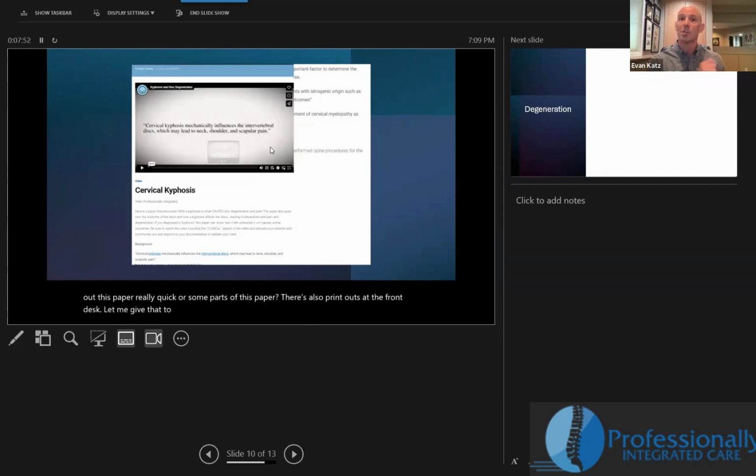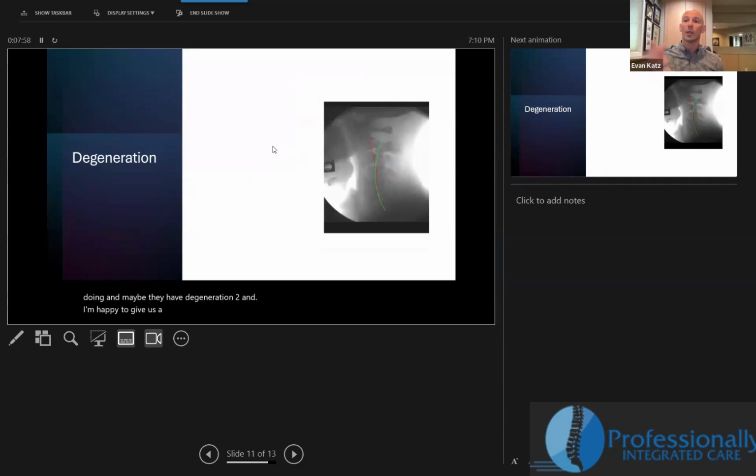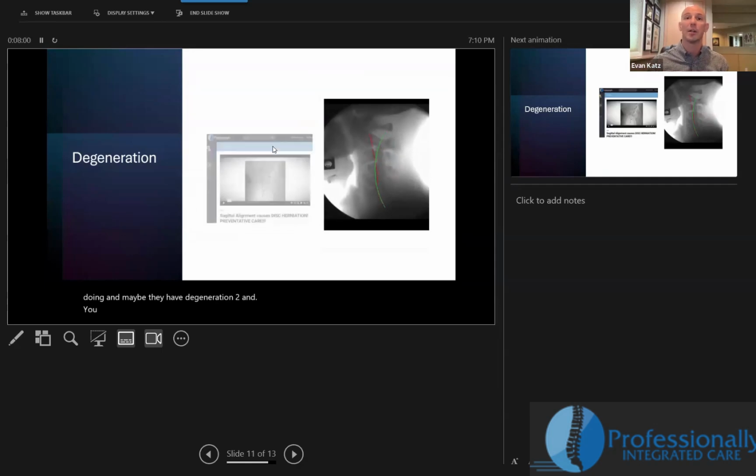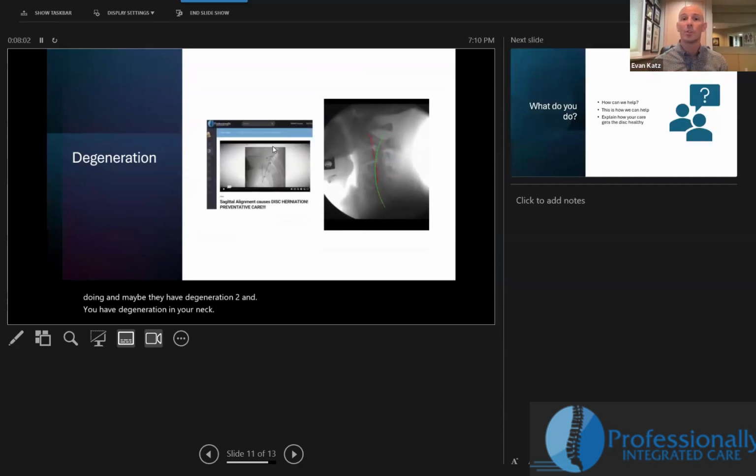Give it to your spouse so they can understand what you're doing, and maybe they have degeneration too, and they'd be more than happy to give us a call. You have degeneration in your neck. You have abnormal sagittal alignment, which is causing disc herniation.